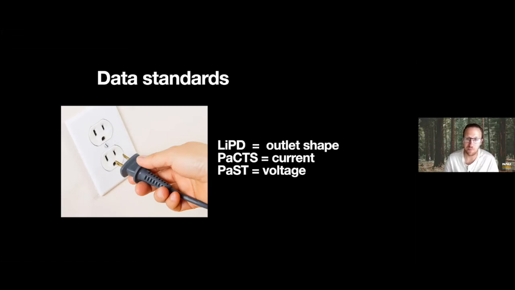Bringing this back to the 2K network, we've focused almost all of our efforts so far on Lipid, on getting the shape right, making things so that you can read them and write them across platforms. But what that means is that you can't rely on consistent expectations for what you're going to find once you plug it in. So that means you have to do some of the conversions potentially for current and voltage after you've plugged it in, which again works fine for some appliances and not for others.